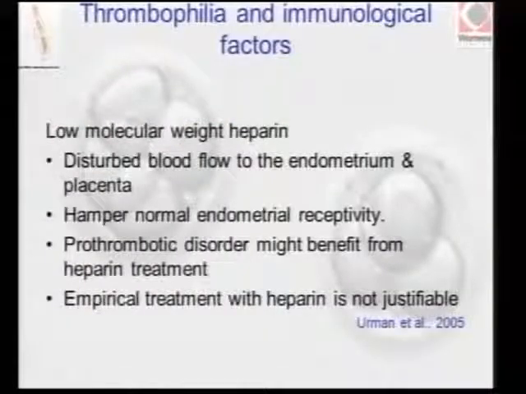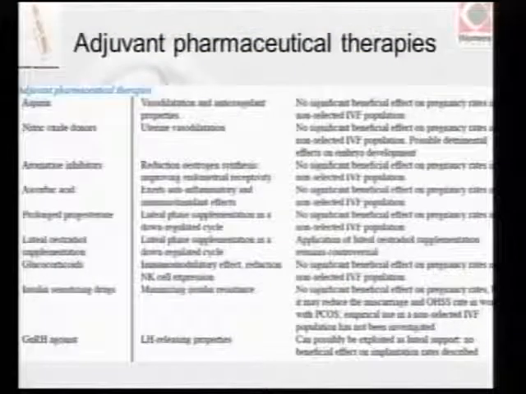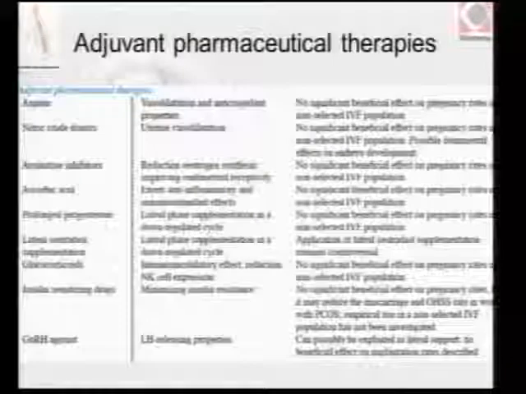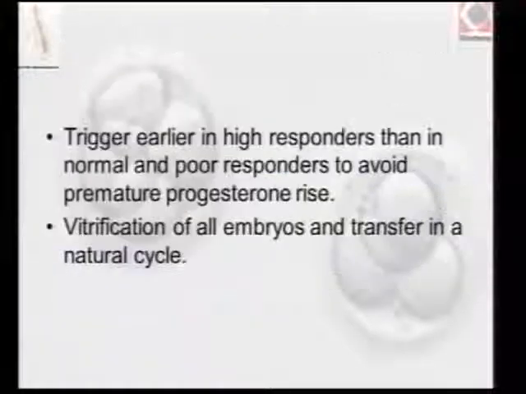Thrombophilia and immunological factors can make a difference for the implantation embryo-endometrial interaction, where things like low molecular weight heparin are used. But adjuvant pharmaceutical therapies, you can look at the whole spectrum of it from aspirin onwards. A whole host of things have been used, and no significant beneficial effect has been shown with any of them, so there is no point in blindly using them.